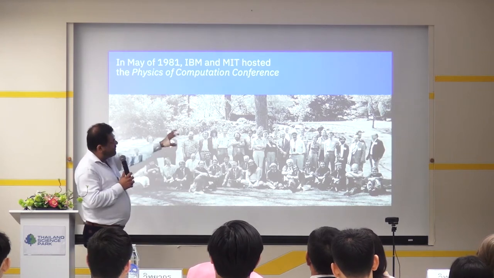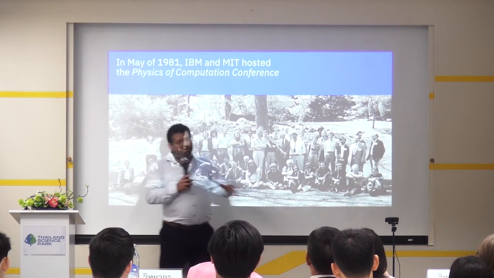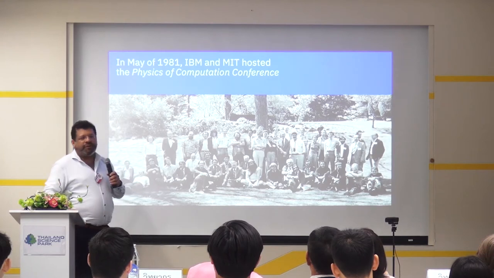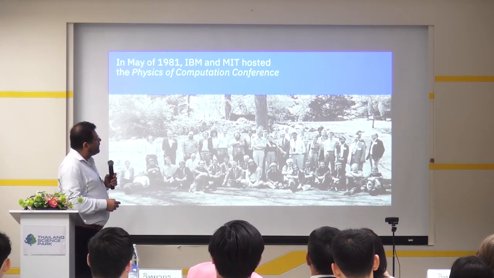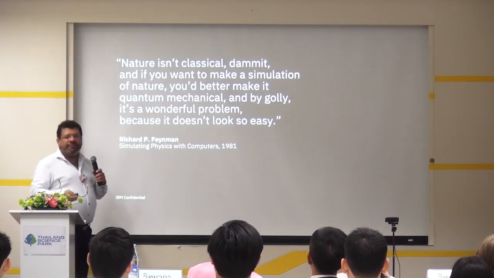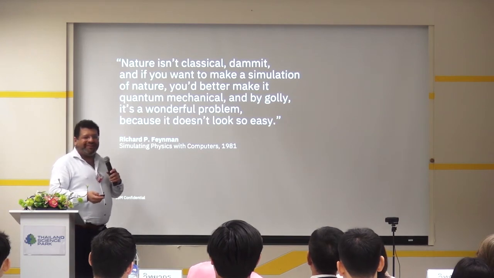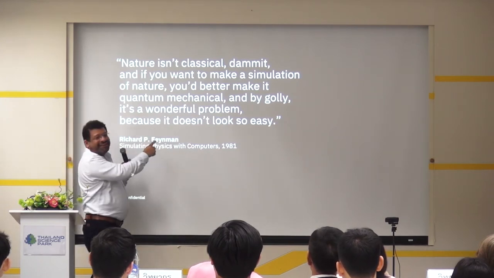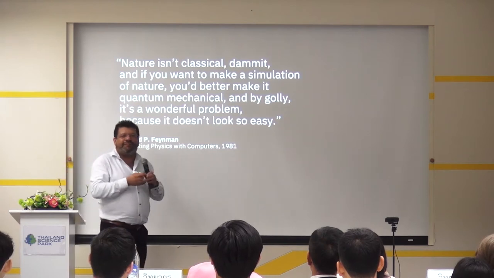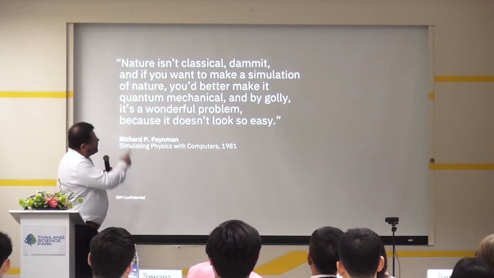You can see there are a lot of famous, very smart people here, one of which is Richard Feynman. He said that if you want to simulate nature, you have to do it with quantum. Nature isn't classical. If you want to simulate nature, you've got to make it quantum mechanical. This is the part I like. It's a wonderful problem, but it's not easy, because we're talking about very subatomic levels, a lot of things that are just not as simple to comprehend. So this is one of the things that he mentioned.